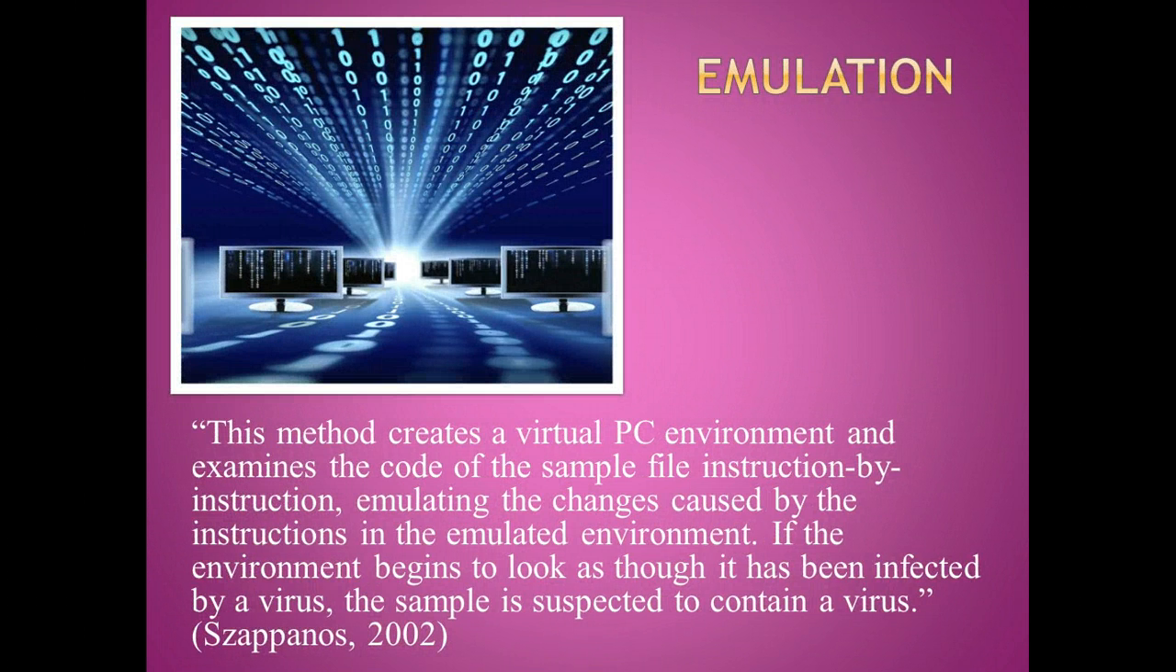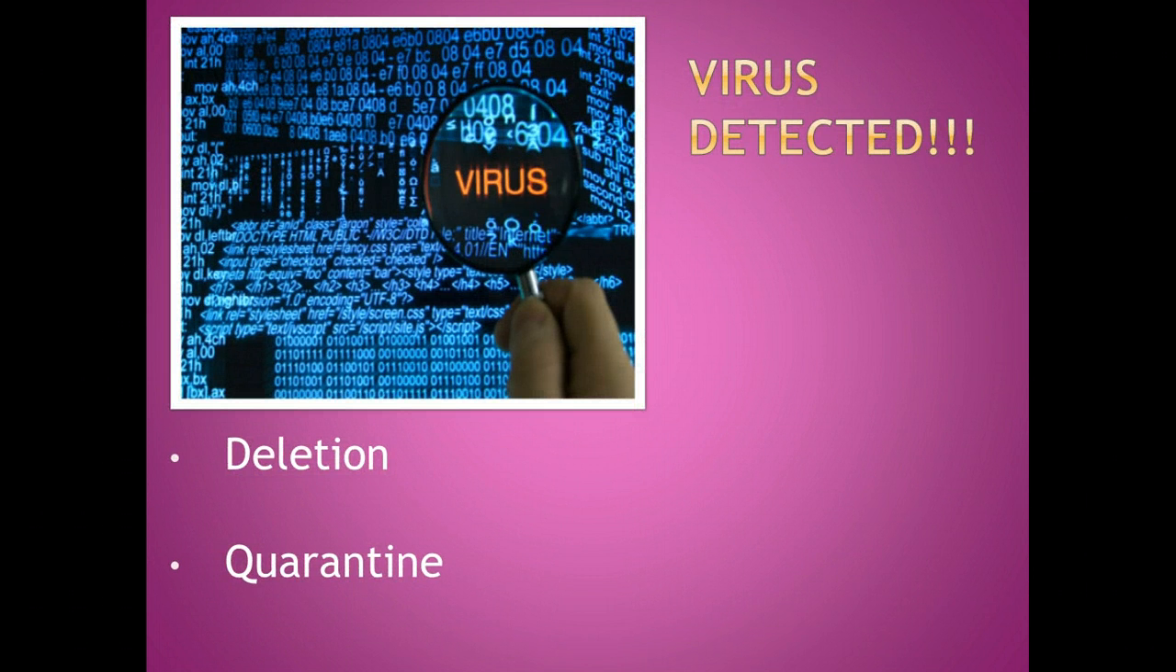Emulation. This method creates a virtual PC environment and examines the code sample file instruction by instruction, emulating the changes caused by the instruction in the emulated environment. If the environment begins to look as if it has been infected by a virus, the sample is suspected to contain a virus. So what does it do after it finds a virus? Well, there's basically two methods. It either deletes or quarantines the virus.